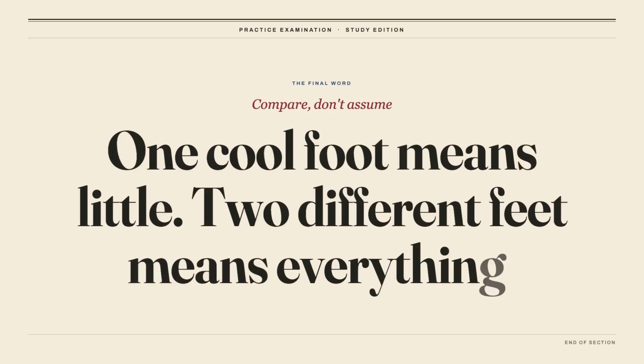A single cool foot in a cold room means little, but a cool, pale, mottled foot beside a warm pink one means a great deal. That side-by-side comparison is what turns a subjective impression into an objective, documented finding, and it's where genuine deterioration shows up first.